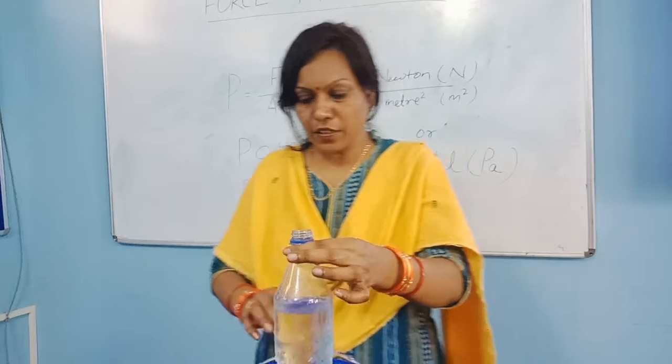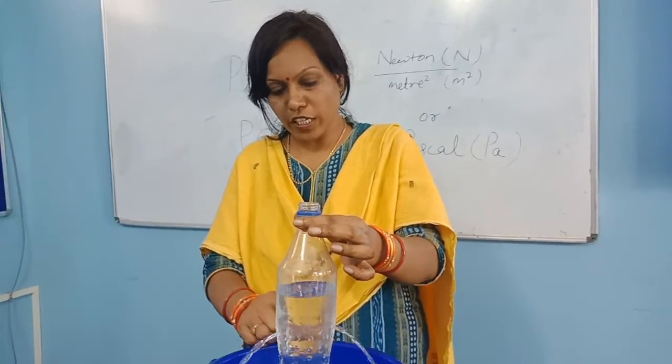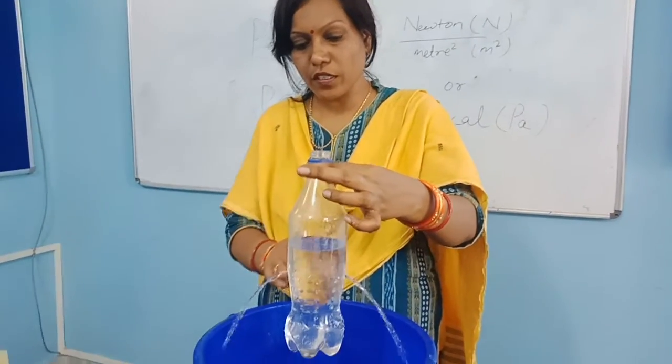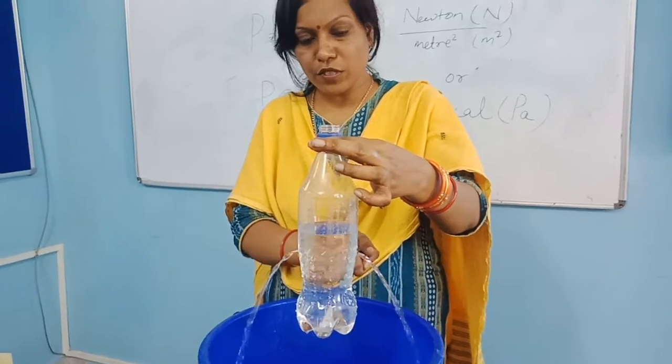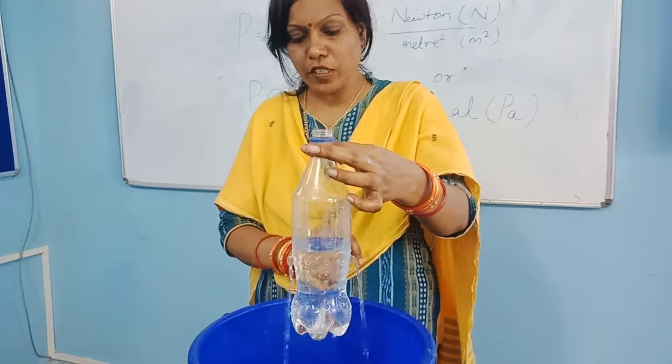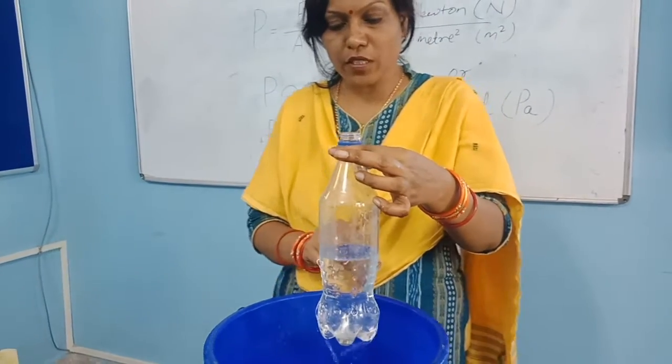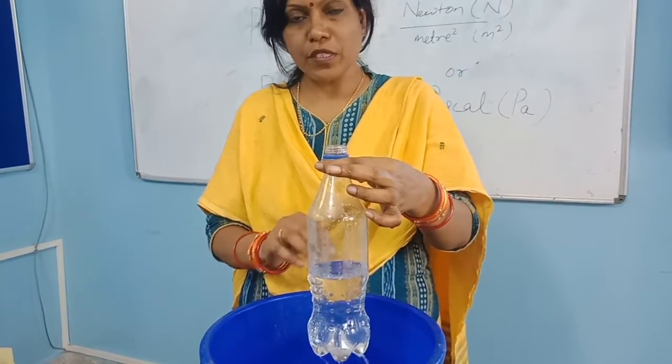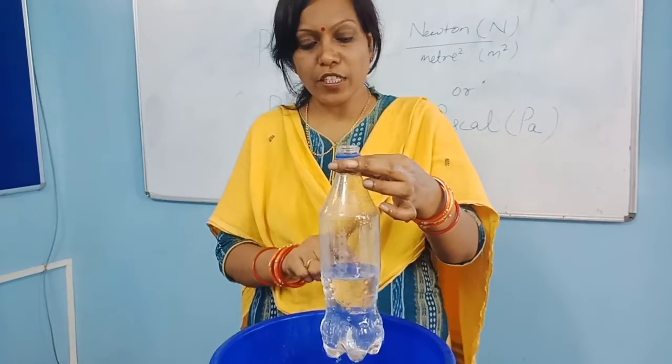Then we see that two jets of water flow from the two holes of the bottle. These two jets of water fall at the same distance from the bottle. It means water exerts pressure at the same depth. At the same depth it exerts equal pressure.